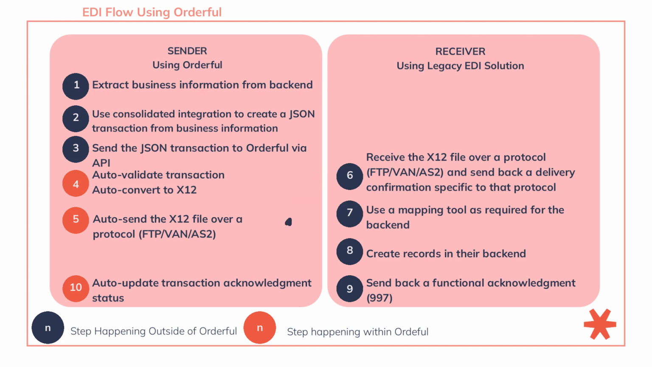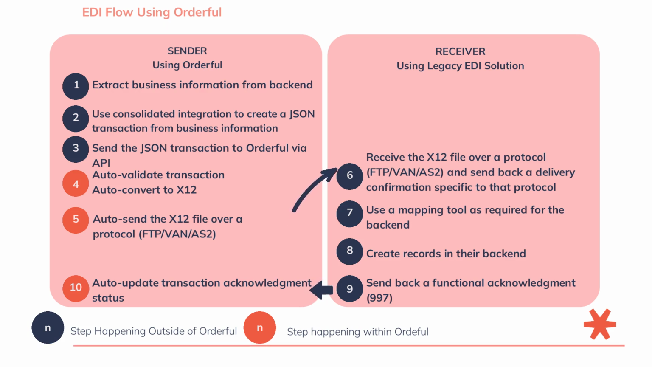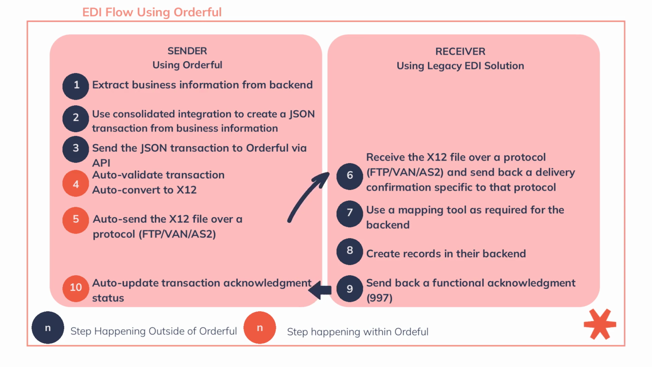8. They create records in their backend system. 9. They send back a functional acknowledgment, like a 997. And 10. Finally, within Orderful, we have an auto-updated transaction acknowledgement status.